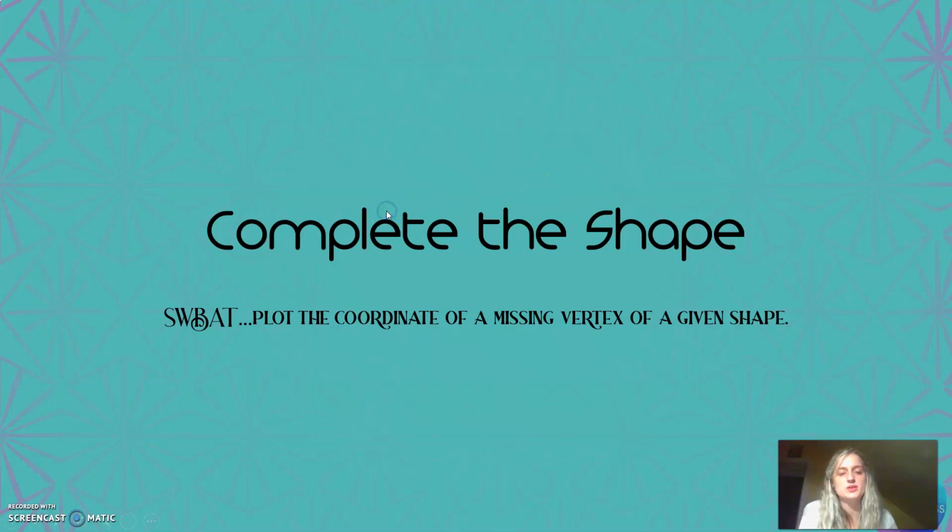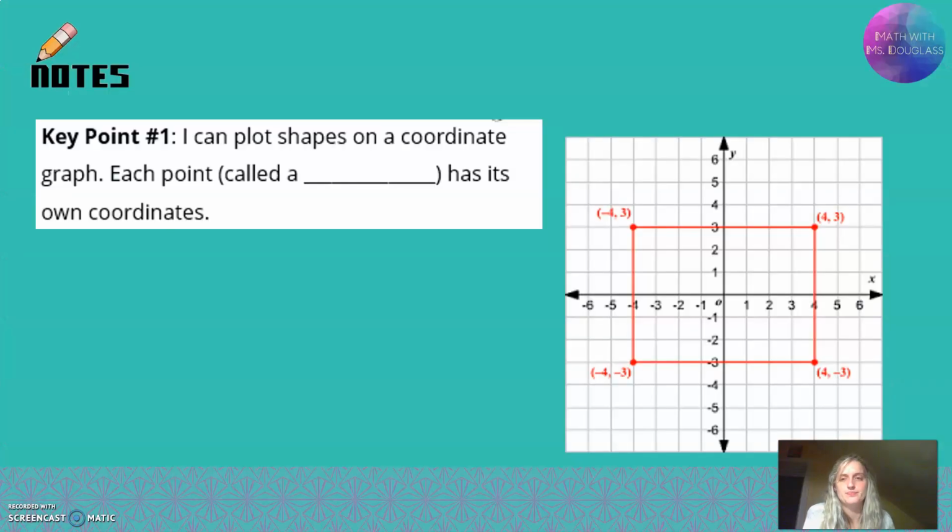Mathematicians, let's talk about how to complete or finish a shape when we're drawing it on a coordinate plane. We can plot shapes on a coordinate graph. When we are looking at these shapes, we're especially looking at points where two lines meet up. This is called a vertex, or if you're talking about lots of them, vertices, and they each have their own coordinates.